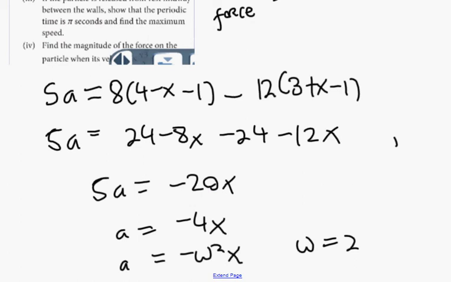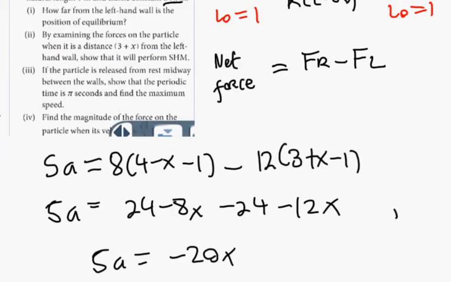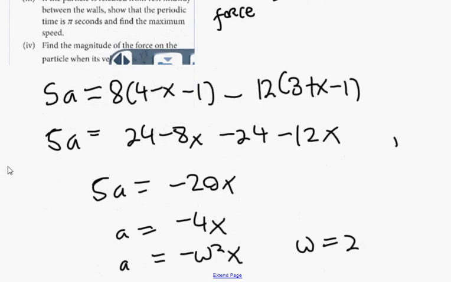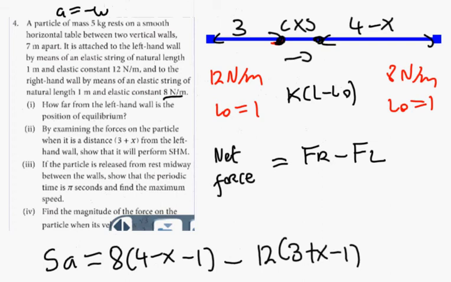Okay. Next one. If the particle is released from rest midway between the walls, show that the periodic time is pi and find the maximum speed. Okay, midway between the walls. What extension is the midway? What's the midway between the two walls? 3.5. The amplitude therefore has to be 0.5 because it's 0.5 away from the equilibrium spot.